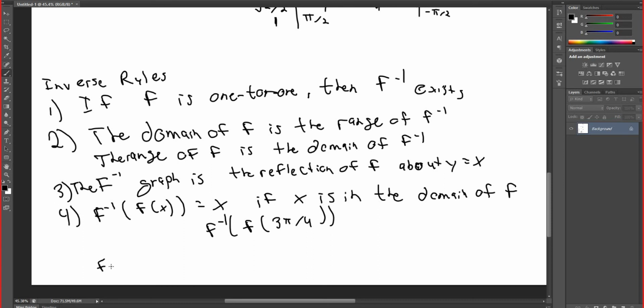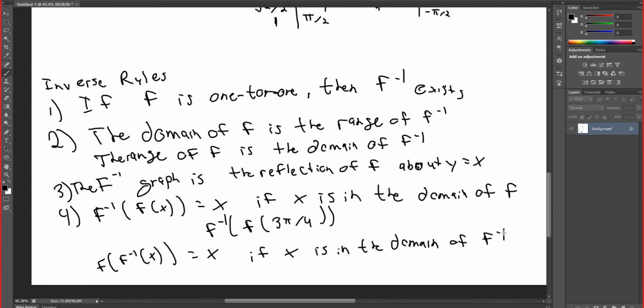And then our last one is f of f inverse of x is equal to x if x is in the domain of f inverse. So I could not take, say, f inverse of 2 because, well, 2 isn't a coordinate on the unit circle, so I can't ever get this. It's impossible for me to take the f inverse of 2. It doesn't exist.